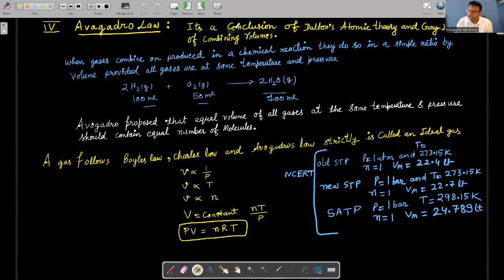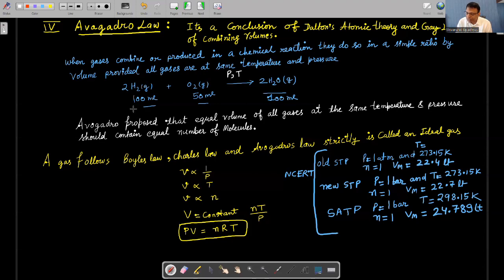So it is a conclusion of Dalton's atomic theory and Gay-Lussac's law of combining volume. So what is Gay-Lussac's law of combining volume? When we write a chemical reaction in stoichiometry and solve questions, if this reaction is taking place at the same pressure and temperature condition, then in terms of moles we write that 2 moles of hydrogen gas will react with 1 mole of oxygen gas to form 2 moles of water vapor. So if pressure and temperature are constant, volume is directly proportional to the number of moles.